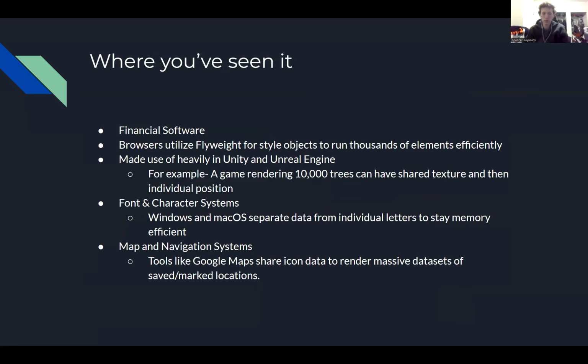Okay, now places where you've seen it before, like it was mentioned earlier, there's that rendering example. Many 2D and 3D engines like Unity and Unreal Engine utilize the Flyweight pattern to render tons of objects, like 10,000 trees, to have a shared texture and individual position. Other popular ways to utilize it are fonts and character systems on Windows and Mac OS, map and navigation systems on Google Maps, and browsers also commonly utilize Flyweight, as well as financial software.